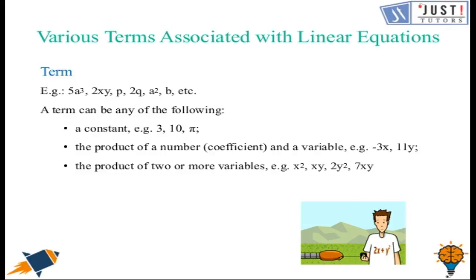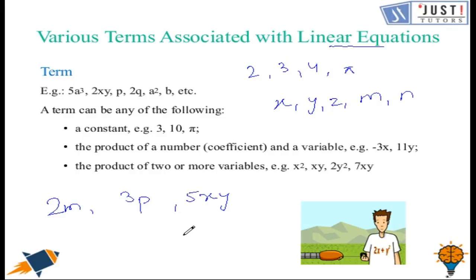Now, various terms associated with linear equations. A term can either be an individual number like 2, 3, 4, etc., pi, or a variable like x, y, z, m, n, any alphabet, or numbers and variables multiplied together. Let's say 2m, 3p, 5xy, like this. They are terms. So a term can be a constant, the product of a number, that is a coefficient, and a variable, or the product of two or more variables, like xy, 7xy, x square y, m square p square. These all are terms.